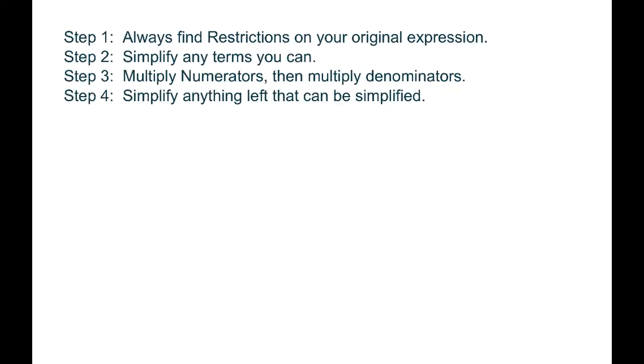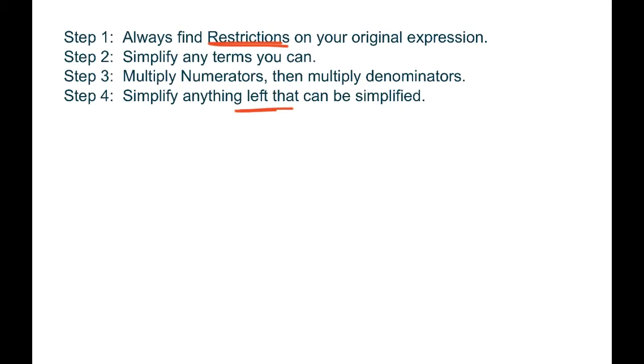So there are going to be 4 steps to multiplying and dividing our rational expressions. The first step, we always want to find our restrictions first. Okay, just like we did the other day when we learned what restrictions were, what is going to make the denominator equal to 0, because we can't have that. Step 2 is going to be simplify any terms you can. Now again, if you don't want to simplify here at the beginning, it's okay. You can do all your simplification at the end. Then we are going to multiply our numerators and multiply our denominators. That's step 3. And then step 4 is simplify anything left that can be simplified.